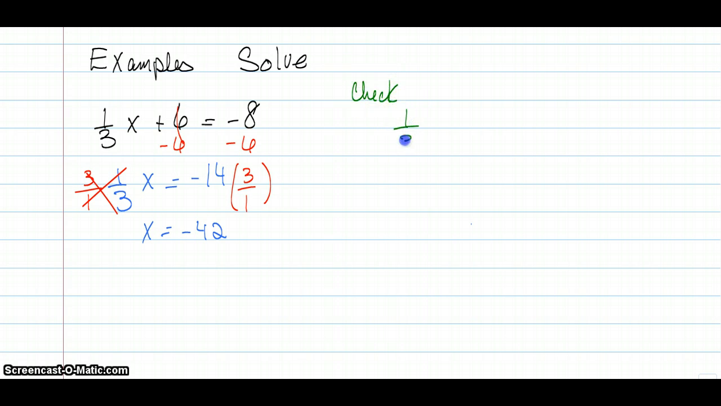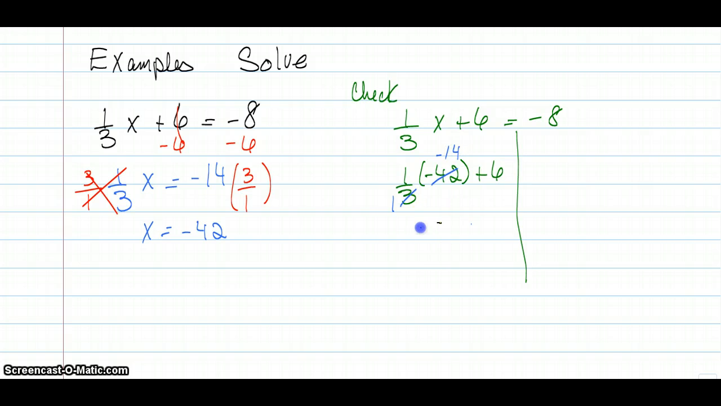Now I'm going to check my work. I'm going to start with my original equation, 1/3 x plus 6 is equal to -8. I'm going to draw a bar here at the equal sign. So I have 1/3 times -42 plus 6. I can simplify. 3 goes into 3 one time. 3 goes into -42 -14 times. So now I have -14 plus 6. Small number from the large number, keep the sign of the large, gives me -8.